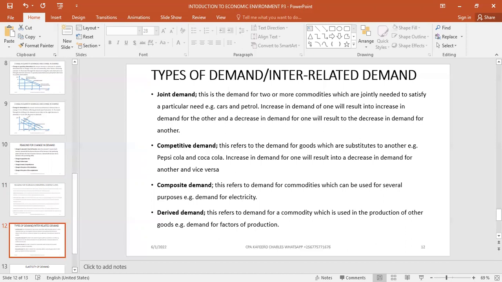That's how, if let's say you want to buy a certain commodity, how is the commodity you are buying related to others? Is there any relationship uniting those two items someone is buying? So the first one, we can talk about the joint demand. This is the demand for two or more commodities which are jointly needed to satisfy a particular need.